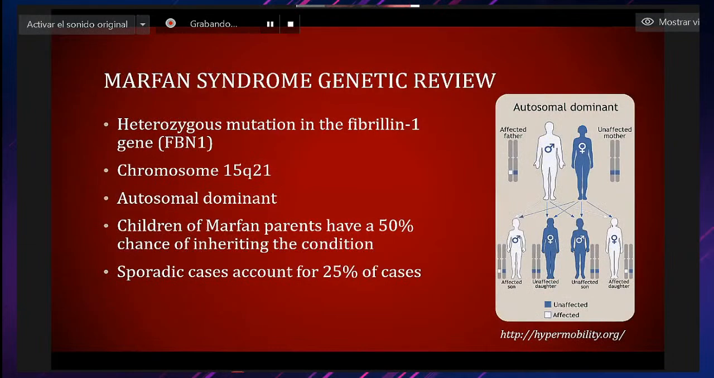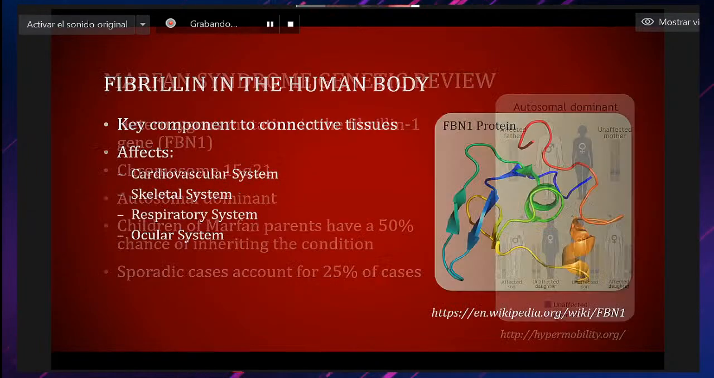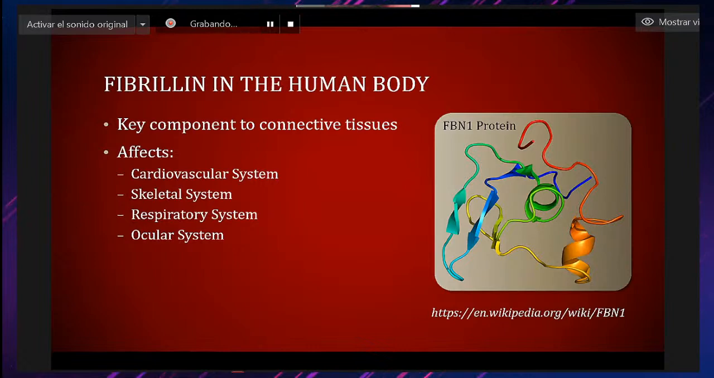So I know you've had quite a few talks today about Marfan syndrome, so the genetic side has already been discussed probably at length. But the main thing is that the Marfan genetic mutation involves the fibrillin-1 gene, and that gene plays a large role in the eyes and parts of the eyes. Fibrillin affects the cardiovascular system, the skeletal system, respiratory system, and ocular system, which is what I will be focusing my discussion on.